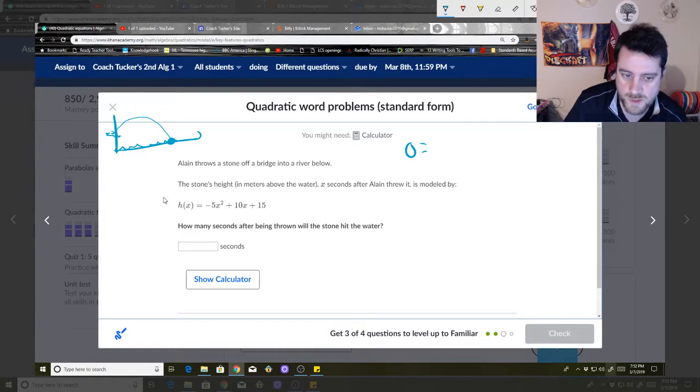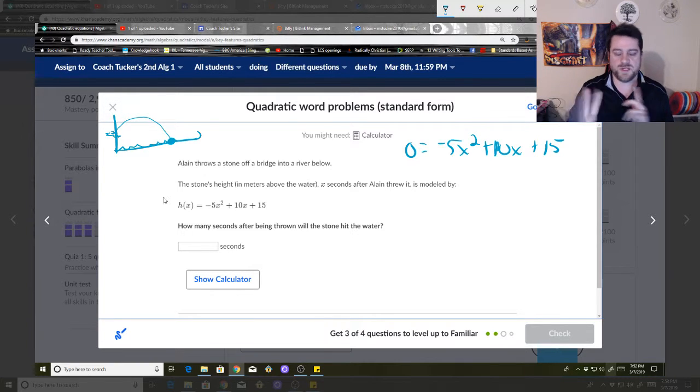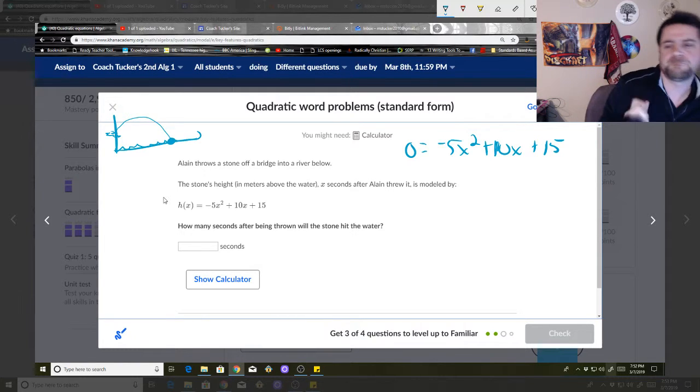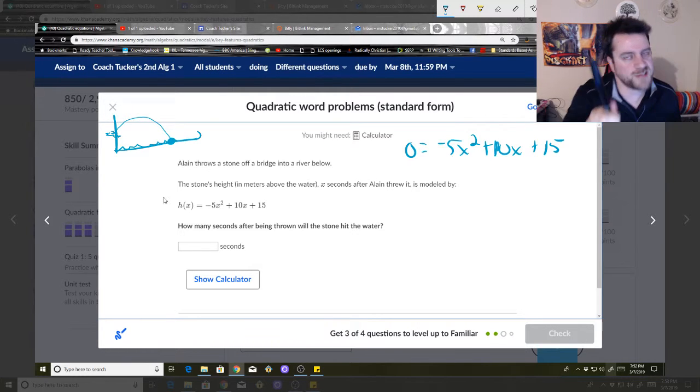So we're going to have to solve for 0. So 0 equals negative 5x squared plus 10x plus 15. This is where you get to be kind of creative. What way do you want to solve this equation? Do you want to solve it by square roots? Can't do it. Factoring, completing the square, or quadratic formula. Now you may be looking at that going, ooh, a's negative, let's use the quadratic formula. Not so fast, my friends. I'm going to use factoring.